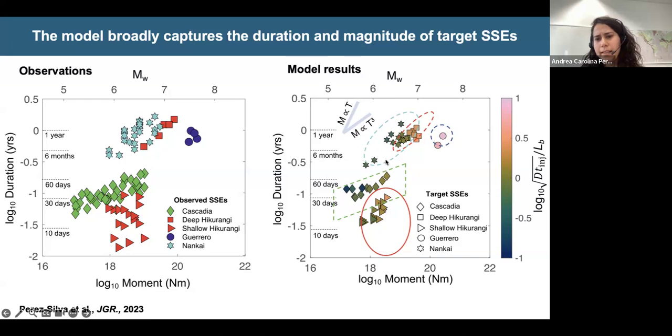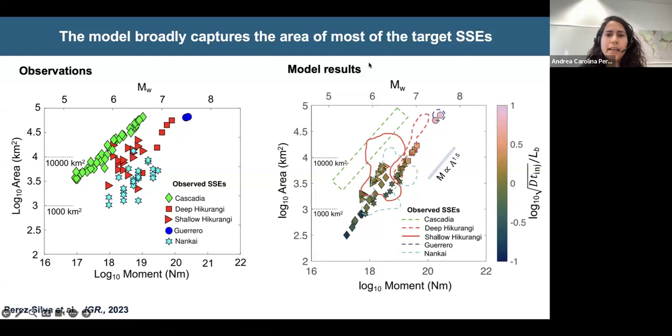I'm showing here by the colored lines the areas where these events' durations and moments locate. And the main parameter that we vary in this case is this characteristic size of the perturbation. So as expected, these long duration, large magnitude events in Mexico would require larger perturbation sizes.